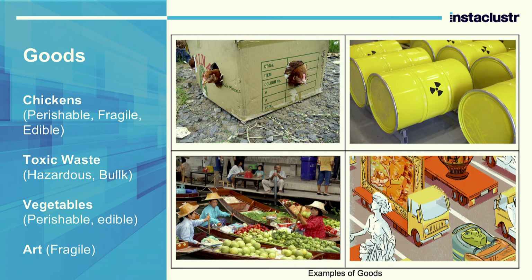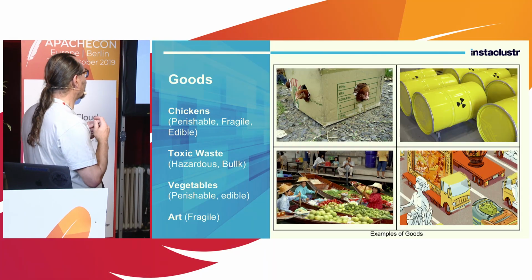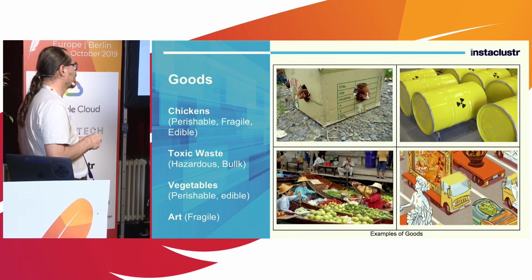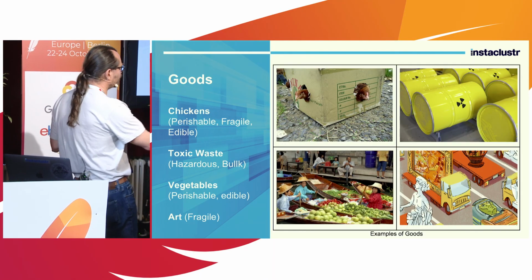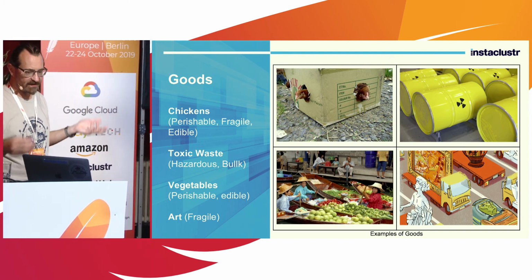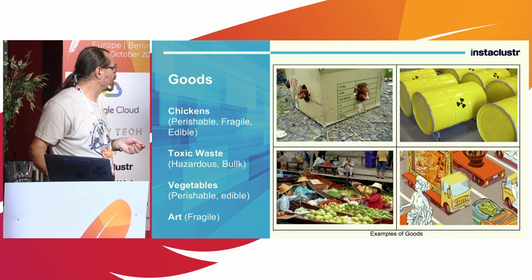So let's have a look at some goods. Here's some examples of goods. Chickens, they're perishable, fragile, and maybe even edible. We've got toxic waste. Well, that's hazardous and potentially bulky. We've got vegetables, they're perishable and edible. And then maybe we've got something like art, which is fragile and I guess potentially valuable as well.